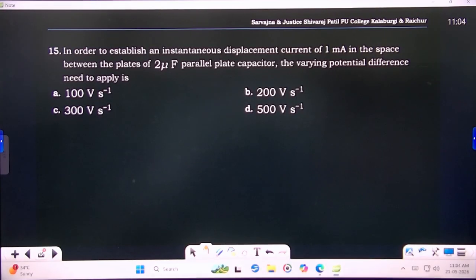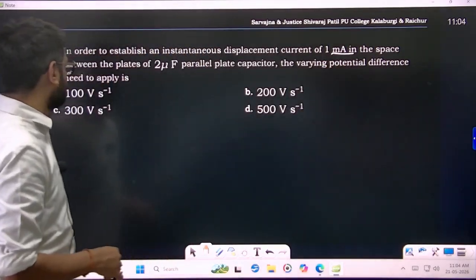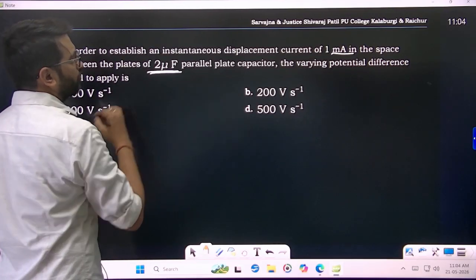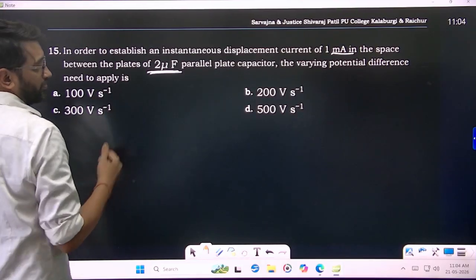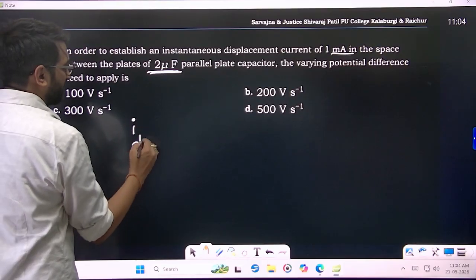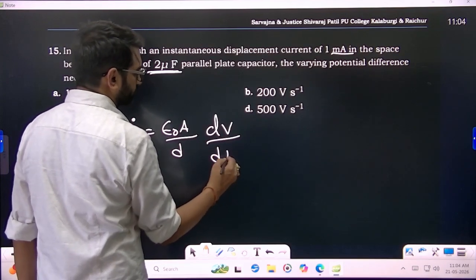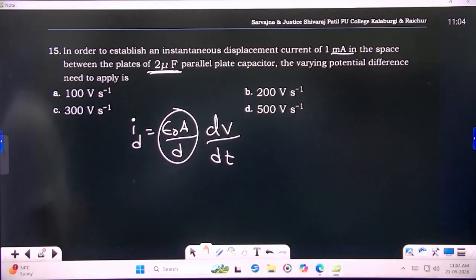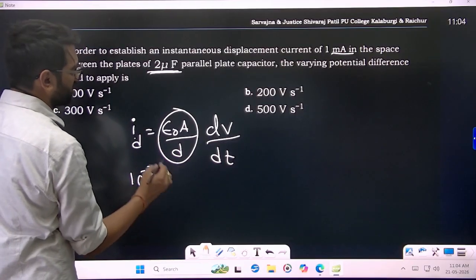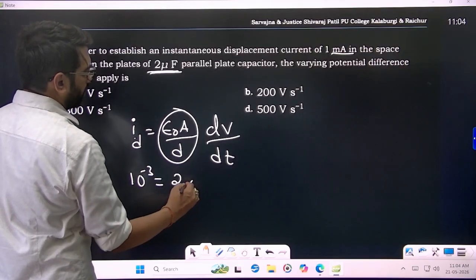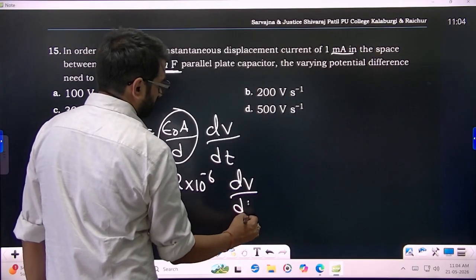Next. In order to establish an instantaneous displacement current of 1 milliampere in the space between the plates of a 2 microfarad parallel plate capacitor, the varying potential difference needed is? So displacement current we know is epsilon naught A by D into dV by dt. This is anyways the capacitance. So I_D, displacement current, is 10 to the power of minus 3 equals C. C is 2 micro, micro is 10 to the power of minus 6, into dV by dt. This is what is asked: dV by dt.